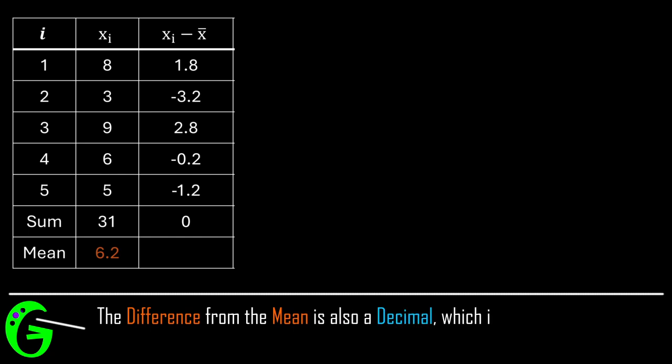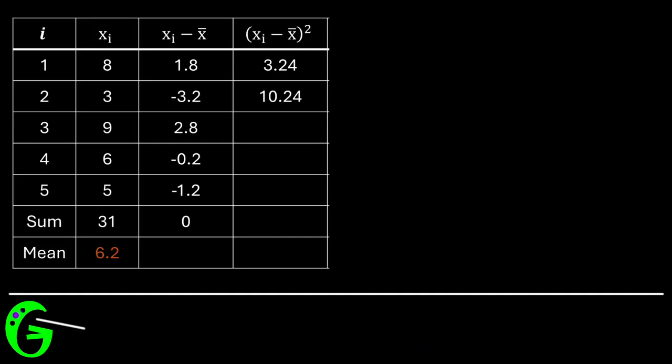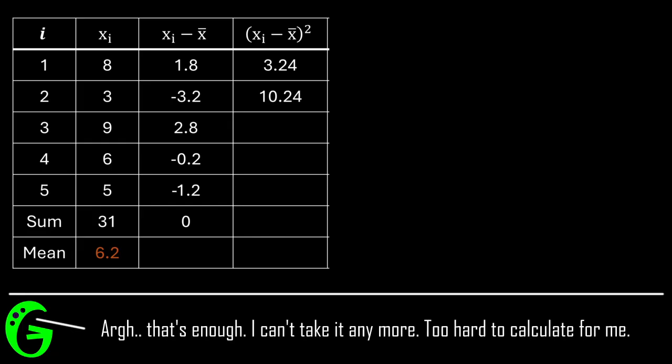The difference from the mean is also a decimal, which is much more complicated than an integer. The sum of the differences is 0. That's enough. I can't take it anymore. Too hard to calculate for me.